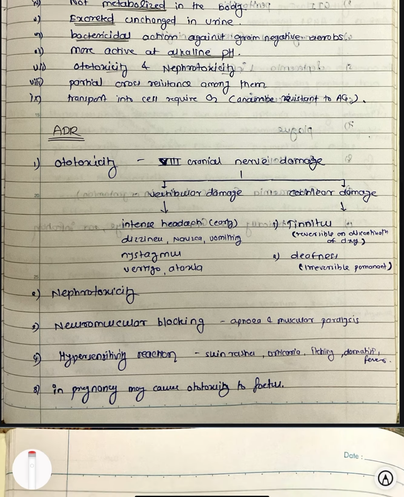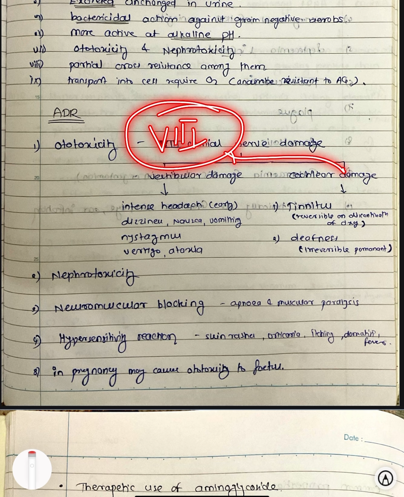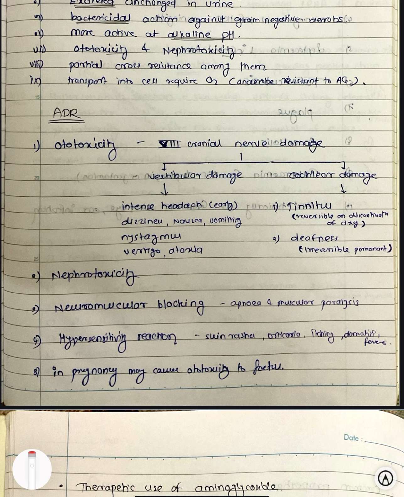After common properties, the adverse drug reaction is ototoxicity. 8th cranial nerve damage happens in ototoxicity. It can be of two kinds: vestibular damage or cochlear damage. If there is a vestibular damage, the patient will feel intense headache, dizziness, nausea, vomiting, nystagmus, vertigo and ataxia.